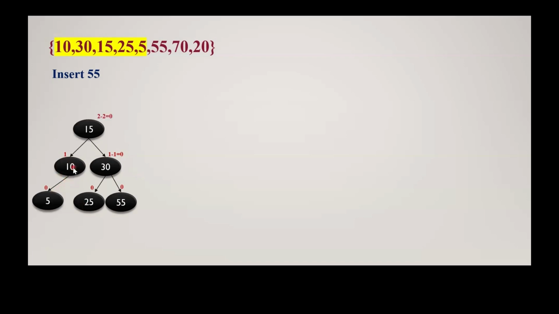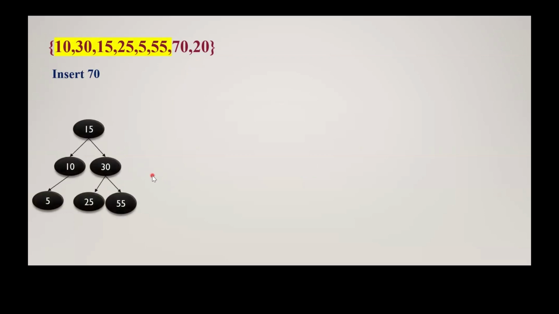This is 1. So now for this one, it is 2 minus 2. Here, height of left subtree is 2, height of right subtree is 2. So 2 minus 2, it is 0. So now we concluded that the tree is balanced because all the balancing factors are minus 1 or 0 or plus 1.